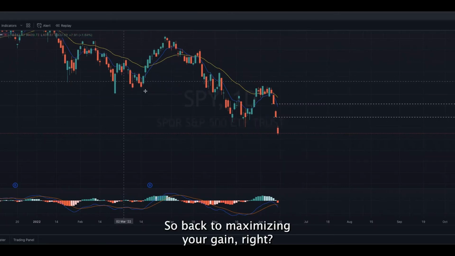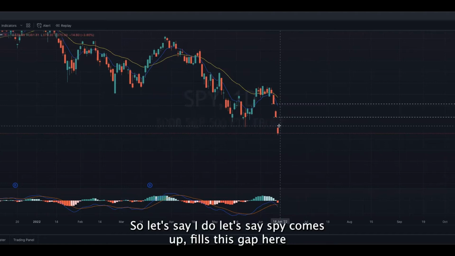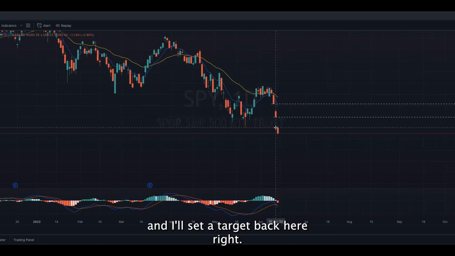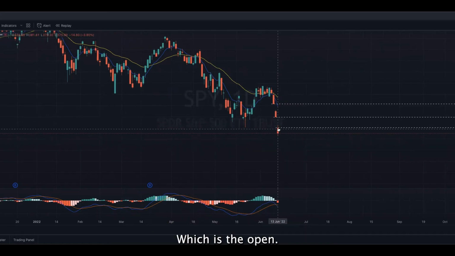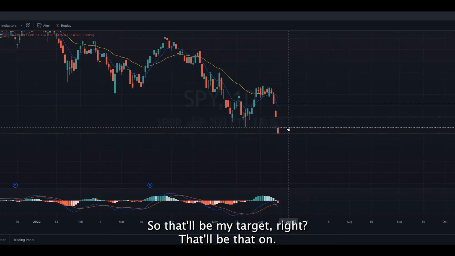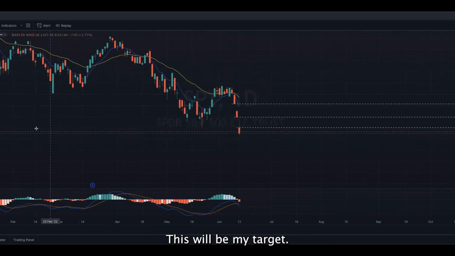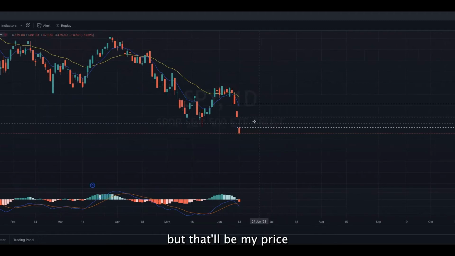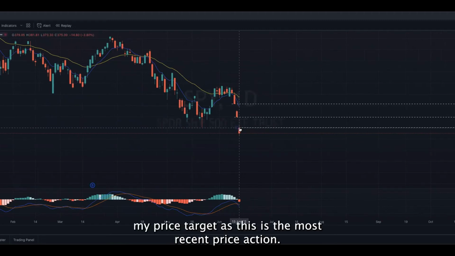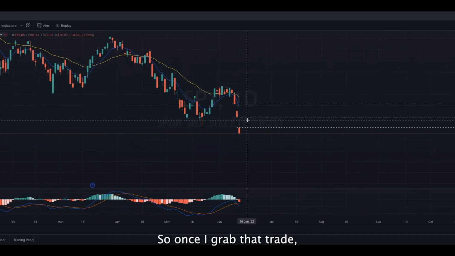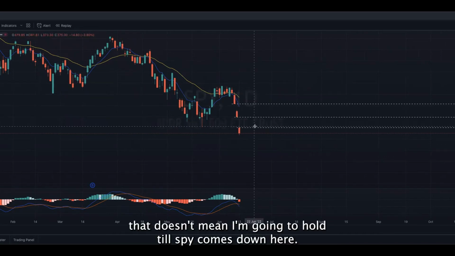So back to maximizing your gain, right? Let's say SPY comes up, fills this gap here, and I'll set a target back here, which is the open. This was the huge gap, right? So that'll initially be my target. There's no other price action we have recently, but that'll be my price target, as this is the most recent price action, correct?